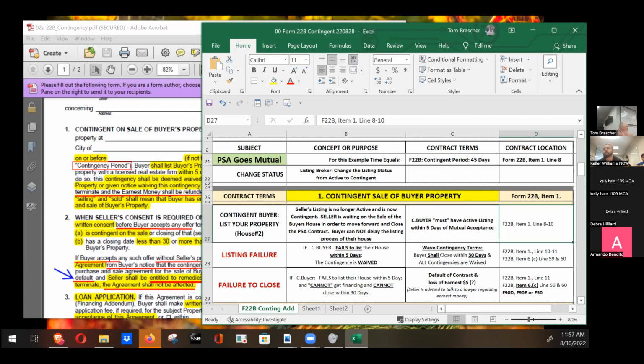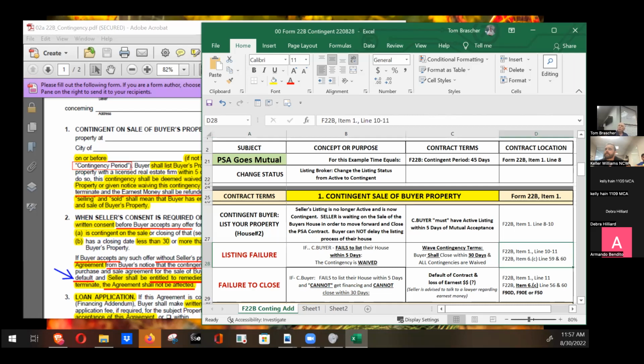If this is, and we'll see more and more of this happening, but I also want to know what the CMA is for that house, what their condition is, how fast they think they can sell it. And that has to do with the notes from last week. So if I get to the next one, what if there's a listing failure? He doesn't do it in 5 days. He's waiving the terms, and he shall close within 30 days now.